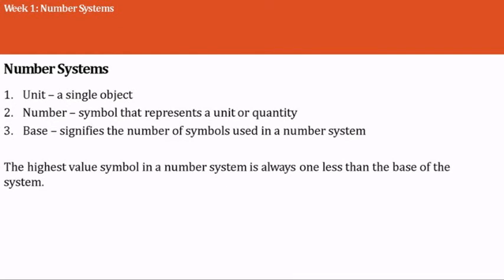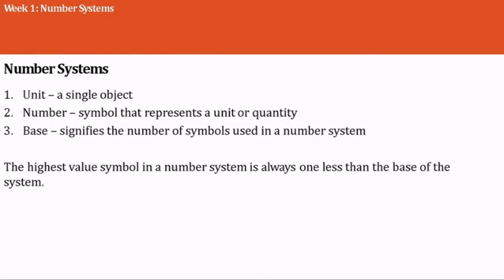So what is a unit? A unit is a single object, for example, an apple, and a number is a symbol that represents a unit or quantity. And the base or radix of a number system signifies the number of symbols used in that system. The base of any system is always expressed in decimal numbers.